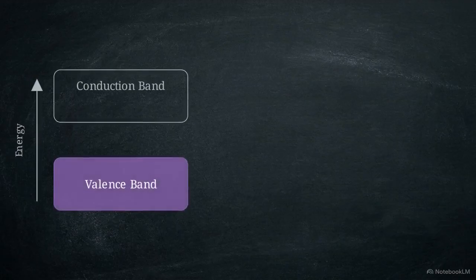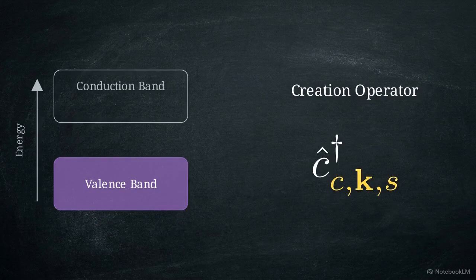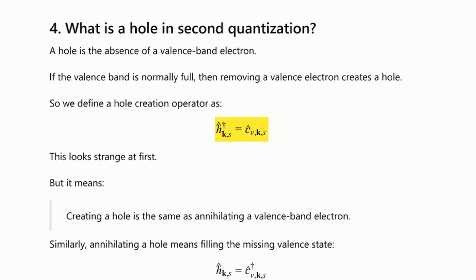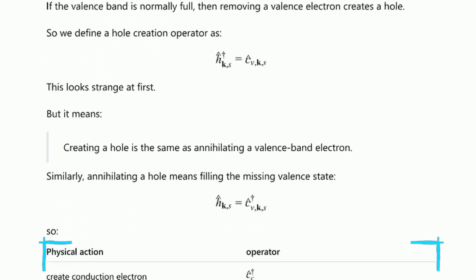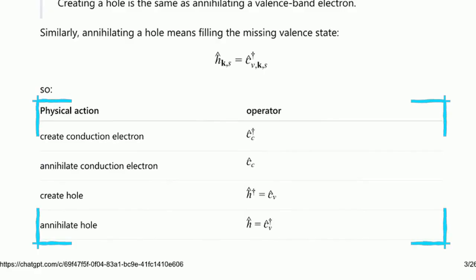For a conduction band electron, the notation includes its specific wave vector and spin. Applying this dagger operator creates an electron precisely in that state. Now consider a semiconductor hole. In quantum mechanics, a hole is defined by an absence. This equation defines a hole creation operator. It shows that creating a hole physically means annihilating a pre-existing electron from the normally full valence band. This table summarizes our semiconductor vocabulary, providing mathematical triggers to create and annihilate conduction electrons and valence holes.